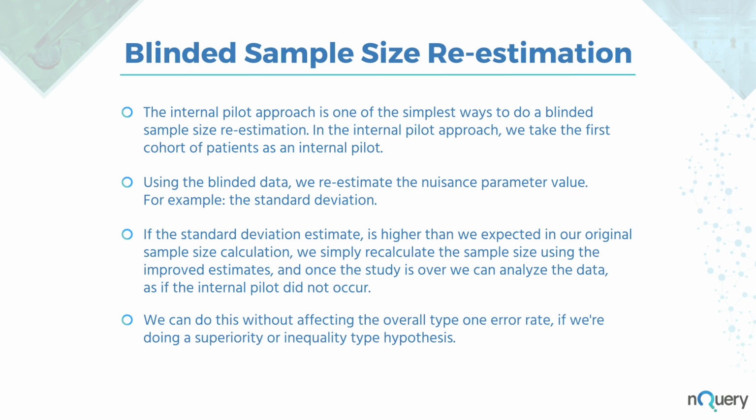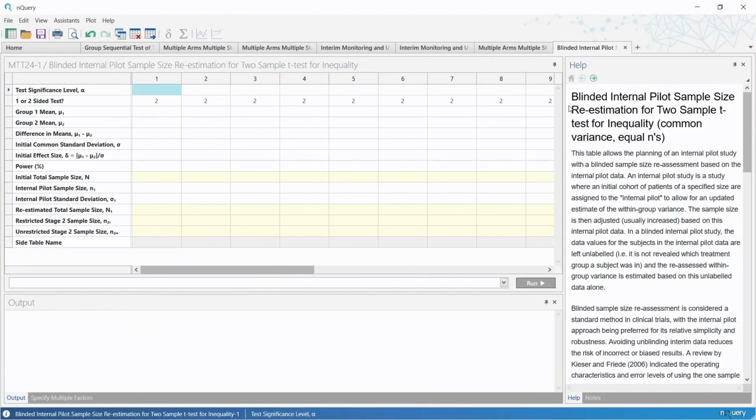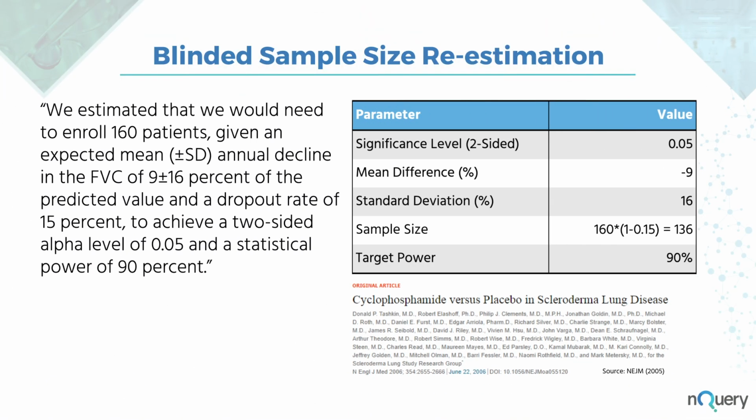We can do this without affecting the overall type 1 error rate if we are doing a superiority or inequality type hypothesis. In nQuery, a blinded internal pilot sample size re-estimation is done in two parts. Firstly, we need to replicate a sample size calculation. In this case, we'll replicate a New England Journal of Medicine study where they were evaluating cyclophosphamide for scleroderma disease.